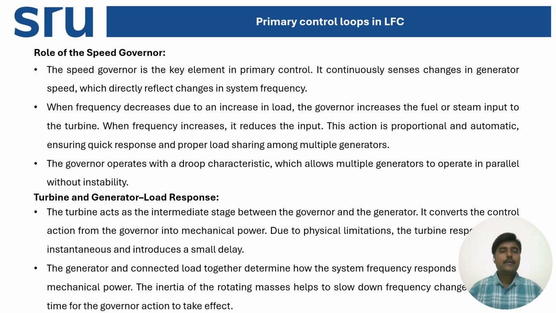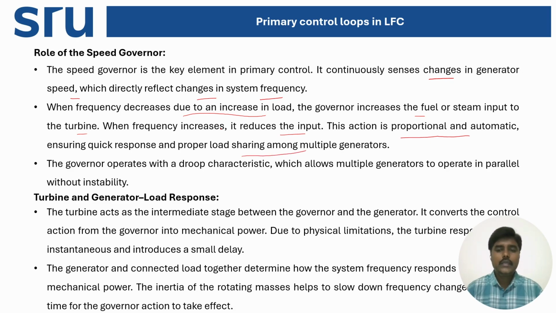So what is the role of the speed governor in the primary control loop? The speed governor is a very key element in this control layer. It continuously senses the changes in generator speed and accordingly directs the changes in the system frequency. When frequency decreases due to an increase in the load, the governor increases the fuel or steam input to the turbine. When the frequency increases, it reduces the input. This action is proportional and automatic, ensuring quick response and proper load sharing among multiple generators.